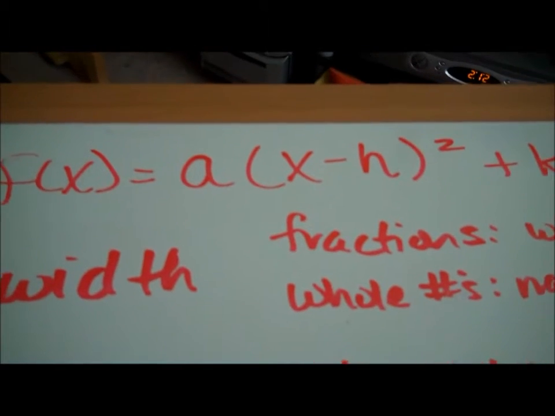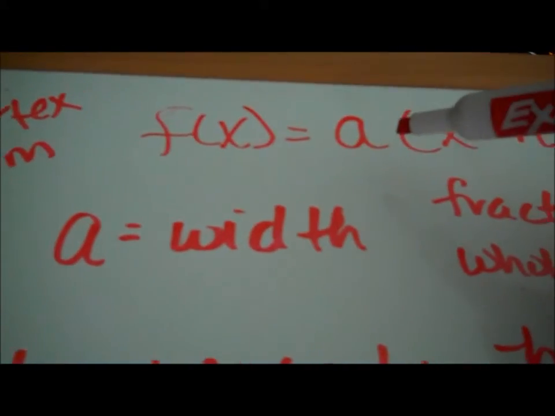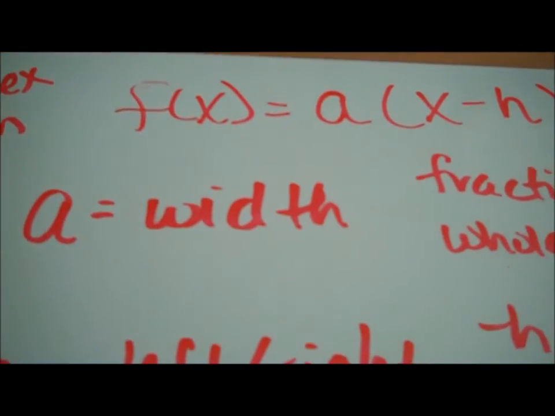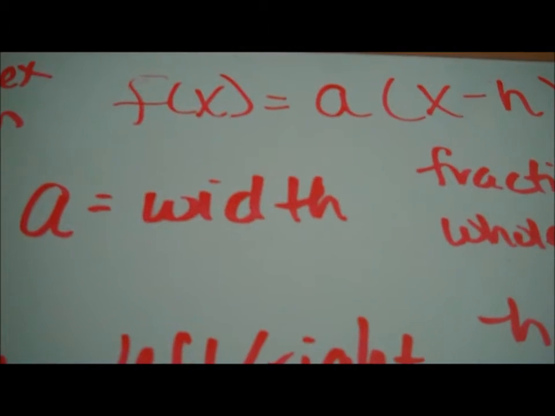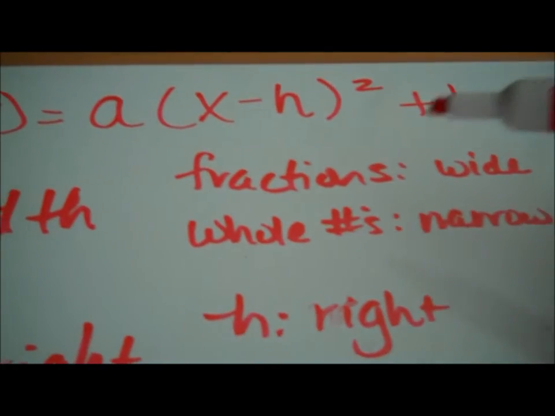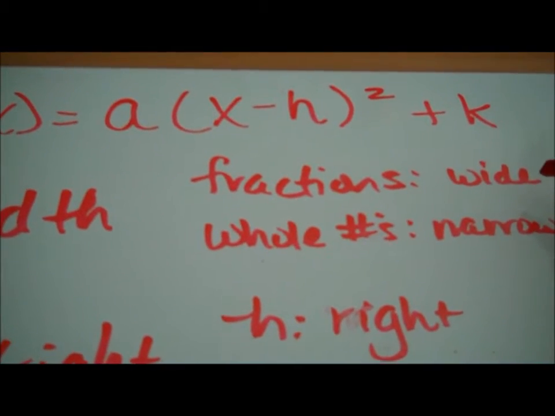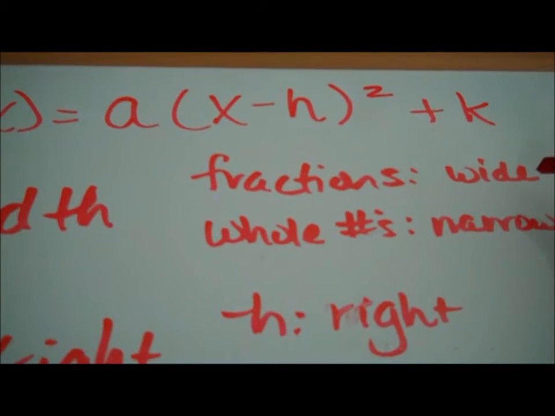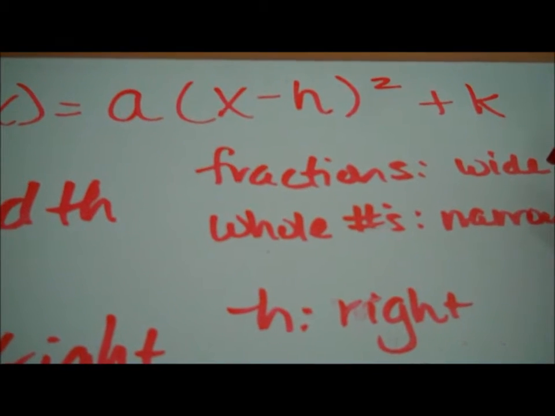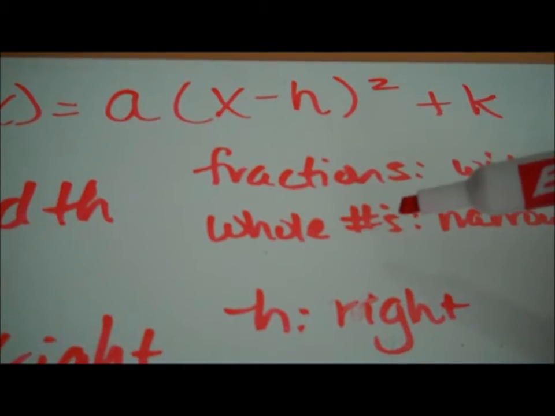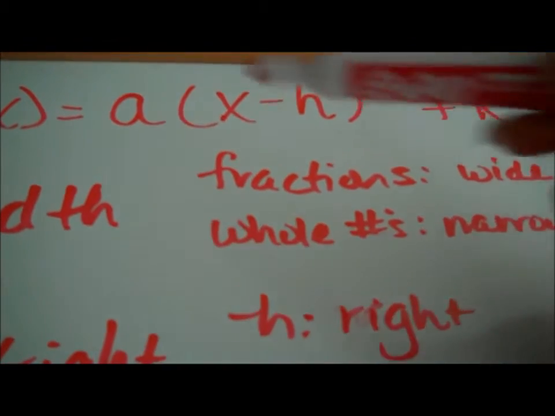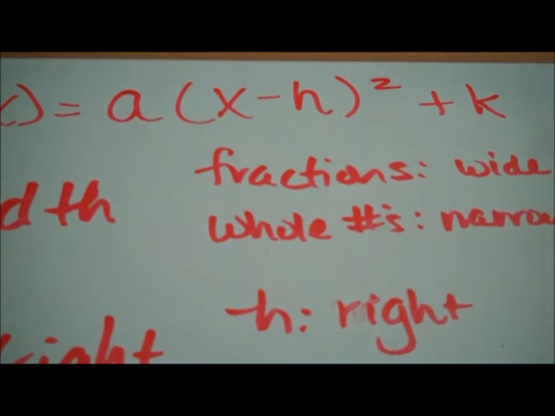Okay, so let's look at what the parts stand for. The a that's out front here is what controls the width. How wide or how narrow the graph is going to be. If a is a fraction, it's going to be wide. So think opposite. If it's a small number, it's going to be big. It's going to widen it a little bit. If you have whole numbers in front here with your a, it's going to narrow it.